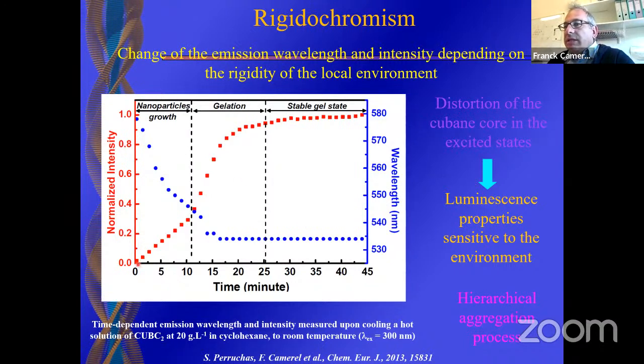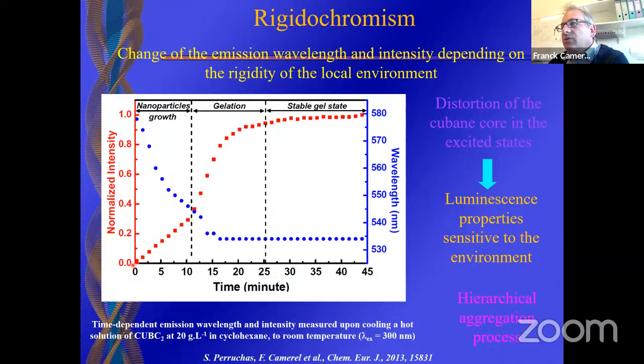So when you start at high temperature, you are in solution, and as soon as the gel forms, the environment around the cubane will be more and more rigid, and the luminescence will increase. What we see here is that at high temperature we have a low luminescence, and as soon as we start to cool, we have an increase of the luminescence. At a certain stage you have a really strong increase of the luminescence, and after that you have a plateau. This is due to the dynamic of the formation of the gel.